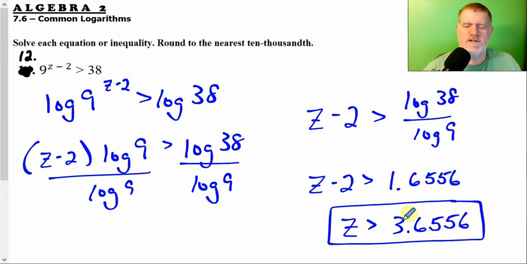Let's see if it's true. Give me a number greater than 3.6. I like it. 4. 4 minus 2 is 2. 9 squared is 81. Is 81 bigger than 38? You betcha. We're good.